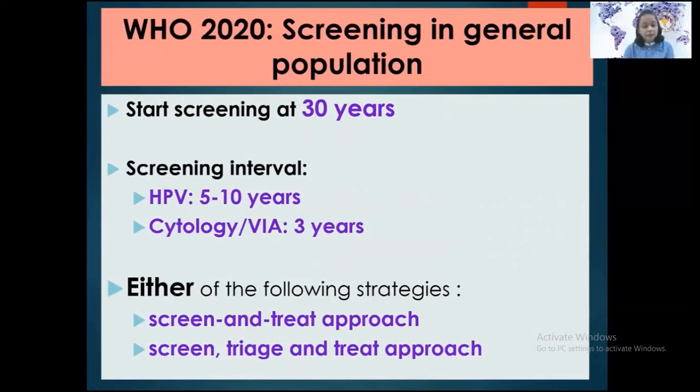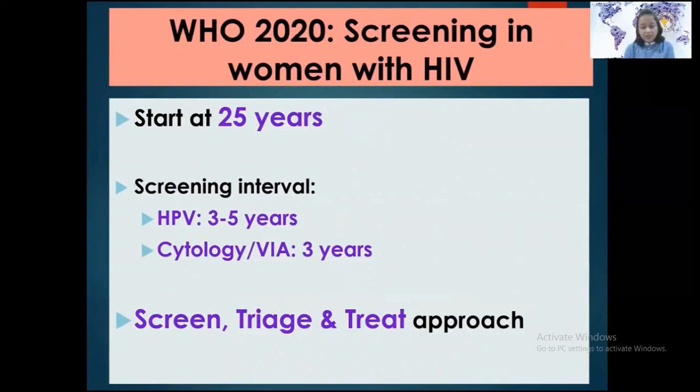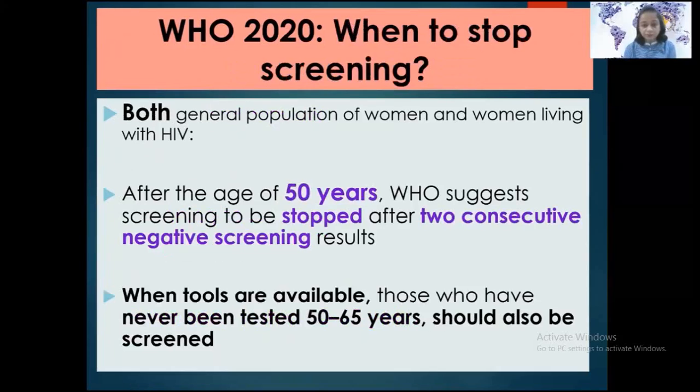So WHO recommends to start screening at 30 years in the general population. If HPV is used, screening is to be done at a 5 to 10 year interval. If cytology or VIA is used, it is to be done at a 3-year interval. And either of the screen and treat approaches or screen, triage, and treat approaches can be used in general population women. But for HIV positive women, the starting age is 25 years. Screening intervals are shorter. For HPV, a 3 to 5 year interval is recommended. For cytology and VIA, a 3-year interval is recommended. And only the screen, triage, and treat approach is recommended for these women.